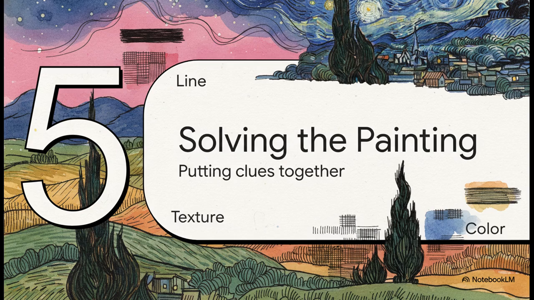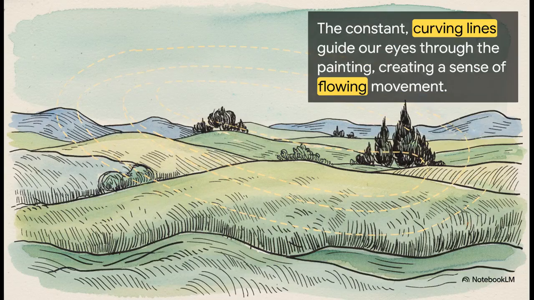Okay, detectives, we've gathered all our clues. We've got line, we've got texture, and we've got color. Now it's time to put them all together and finally solve the mystery. How did Van Gogh bring this simple field to life? So, first up, line. We found that all those constant curving lines are what guide our eyes through the painting. They create that sense of flowing, natural movement. Nothing is just sitting there, right? Everything feels like it's in motion.